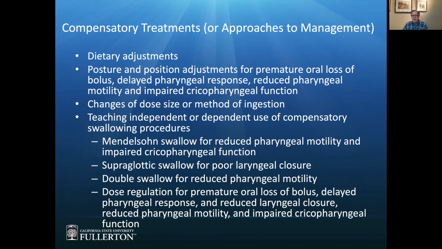The supraglottic swallow is for poor laryngeal closure. I'll give you a quick description of it now. I don't use it much because you'll see it's really hard to learn. And you can't have a cognitive dysfunction and learn the supraglottic swallow. The supraglottic swallow involves taking a breath, holding the breath, swallowing, coughing, and swallowing again. What is that? Is that 4 or 5 steps?